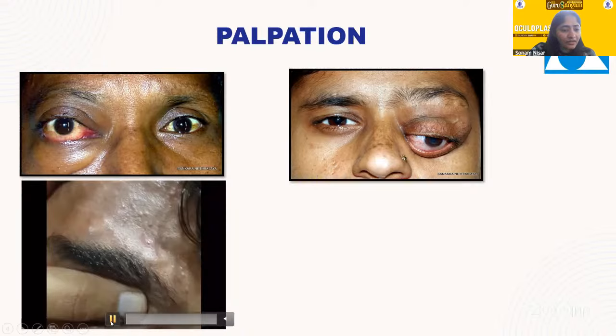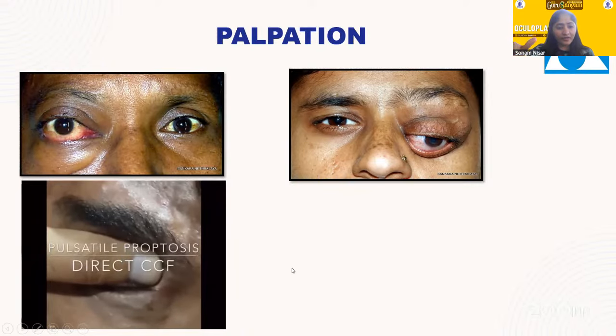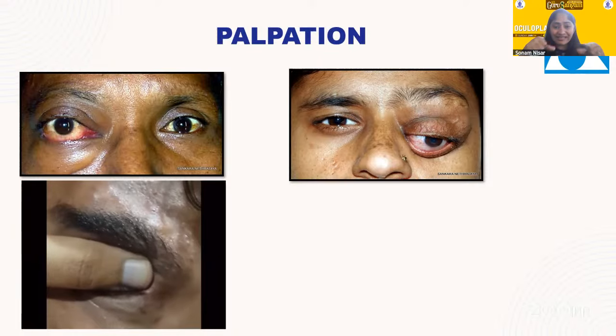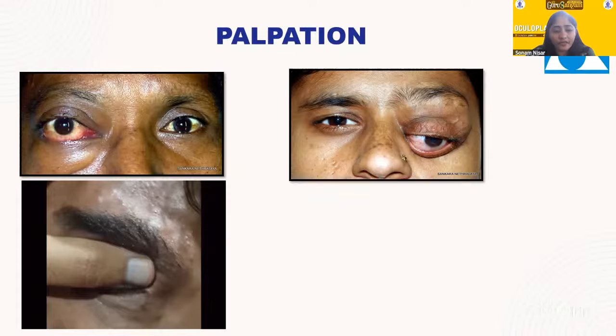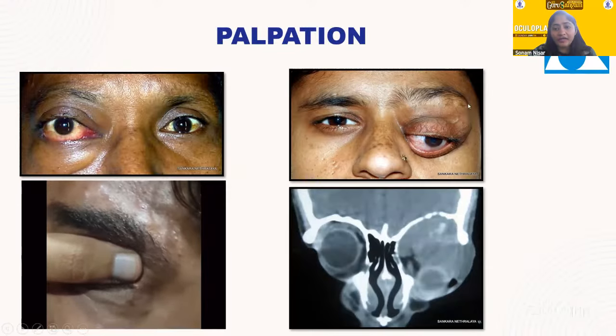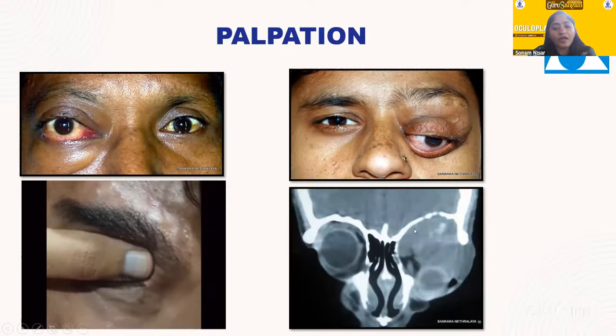So as you can see in this video, when you look and you put a finger there, you also look at retrobulbar resistance. Also, you can see the classic pulsatility that you can see in a case of a direct CCF. As you see in this picture, we are not able to insinuate the finger between the mass and the superior orbital rim, and there is an extension and erosion of the bone in this patient.